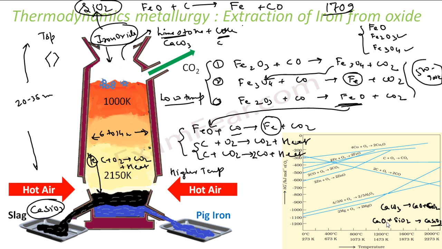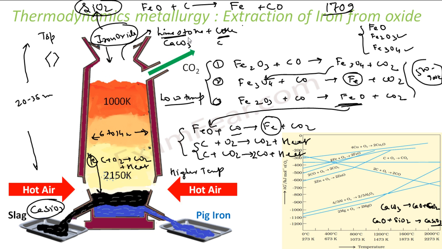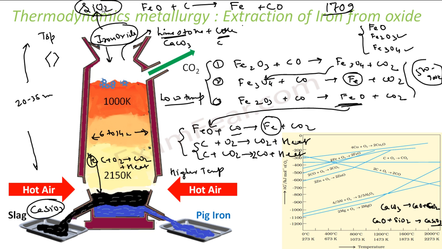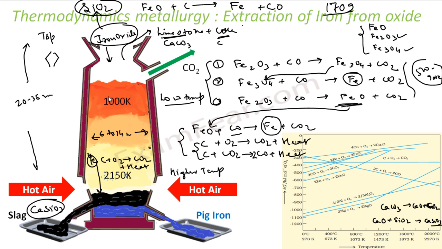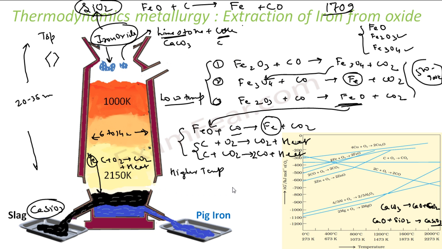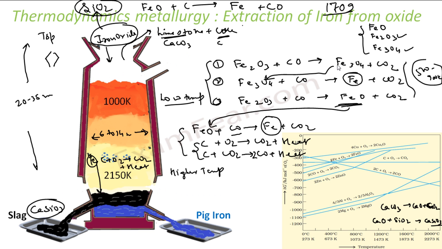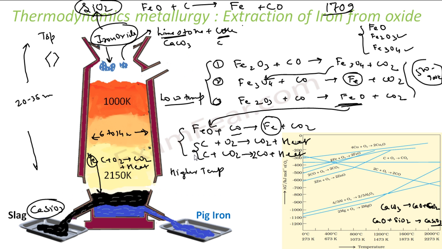Once again, I have my iron oxide, limestone and coke dumped from the top, and these reactions happen. Calcium oxide, the limestone, is added because we wanted to remove this SiO2 as the impurity. It forms slag, CaSiO3, with this reaction, and different temperatures are used in different zones, so different reactions take place. The top three reactions take place at the little lower temperature, almost 500 to 900 Kelvin, and this reaction takes place at a higher temperature.